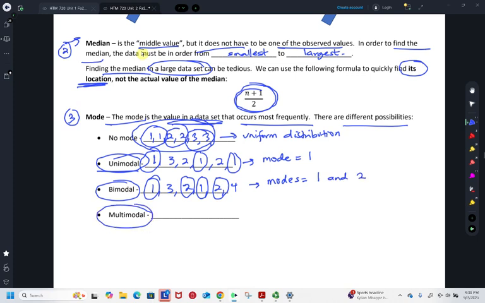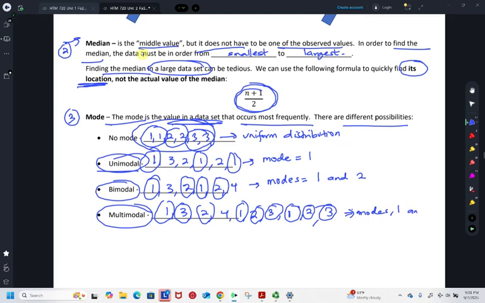And as you might imagine, for a multimodal distribution, if I have 1, 3, 2, 4, 1, and I have 2, 3, and I have 1 again, well, let's include another 2 here, and 3, let's include another 3. These are all modes in this case. So that's 1, 2, and 3. This constitutes a multimodal distribution.